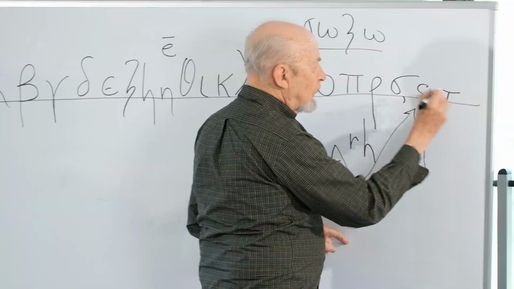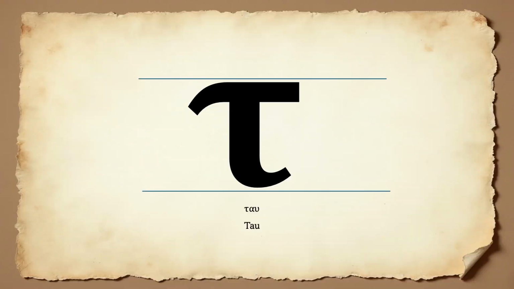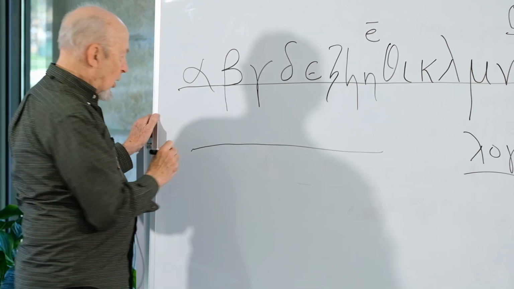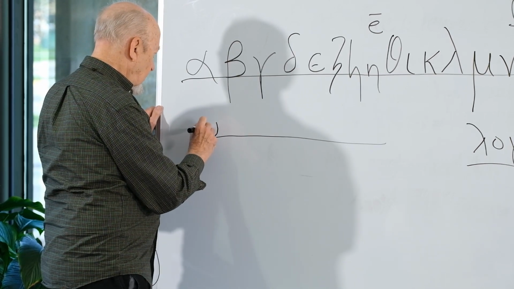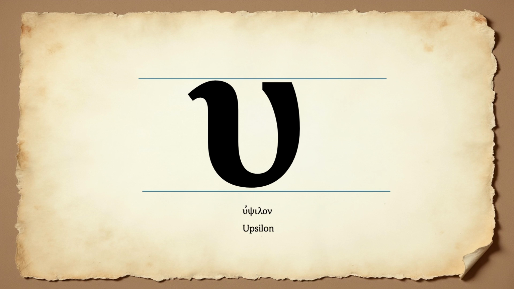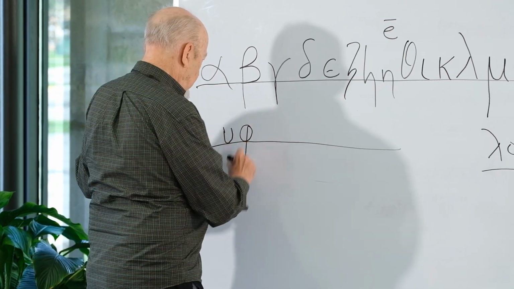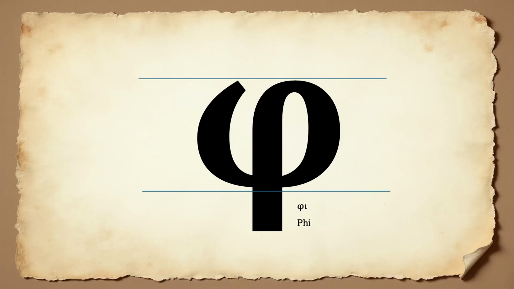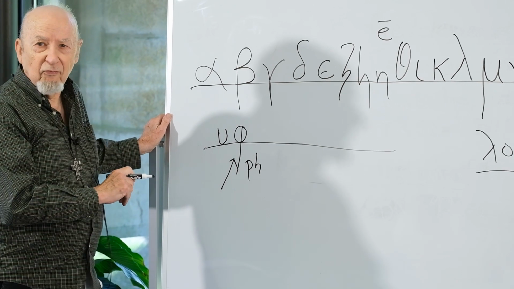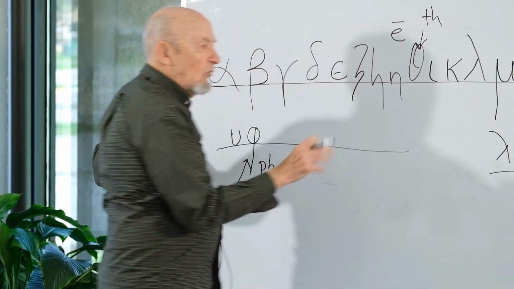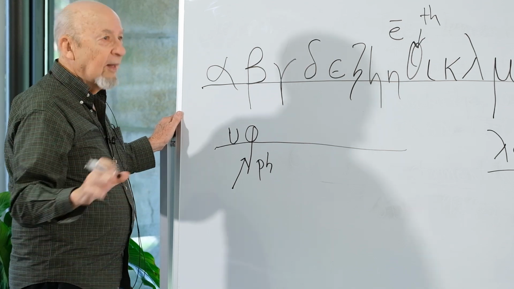Then tau, upsilon. Upsilon, that's a U sound. I just dropped it. Upsilon, oo. Sigma, tau, upsilon, phi. PH sound. Greek doesn't have an H, except as its H is embedded in the phi, PH, or embedded in the theta, TH. But it doesn't have a separate H sound, a letter.